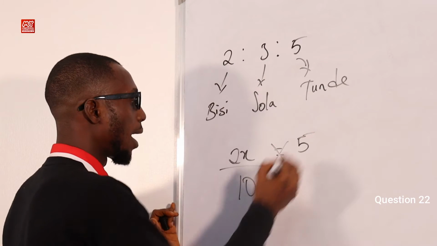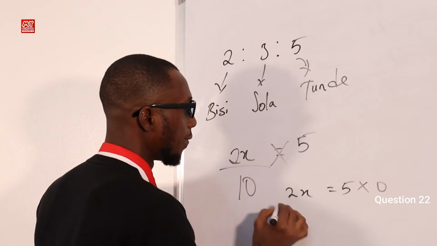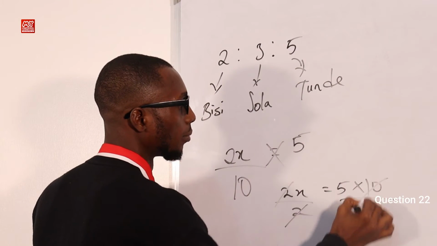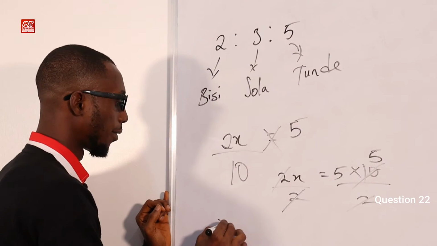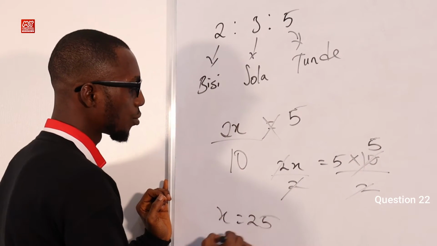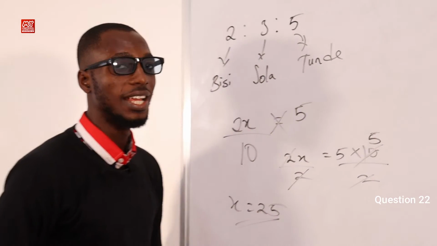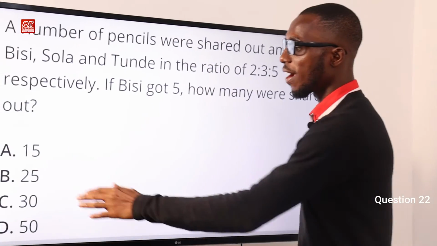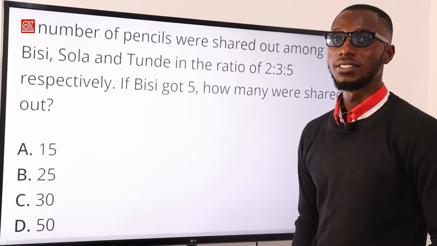So if we cross multiply, we have 2x equals 5 times 10, dividing both sides by 2. Okay, that gives us 5 times 5, that is 25. So the number of pencils shared, they are actually 25 pencils. So let's go back to the screen and select the correct option. X is 25. So how many pencils were shared? 25 pencils located at option B were shared.